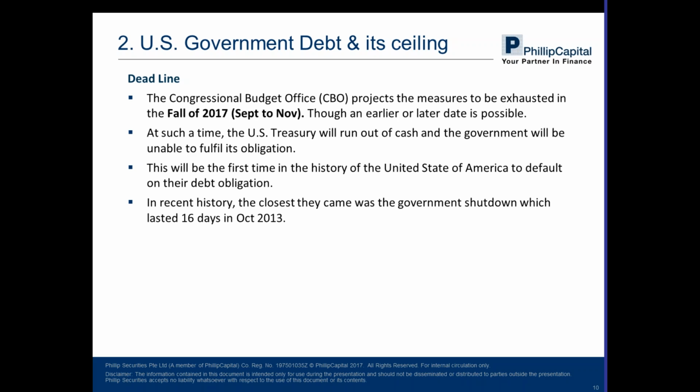So what will happen at this deadline if the debt ceiling is not raised? Essentially, the US Treasury will run out of cash, and the government would be unable to fulfill its obligations. This would be the first time that the US government would default on any form of debt obligation. The closest we ever came in recent history was the government shutdown in October 2013, which lasted 16 days and caused a lot of turbulence within the market.